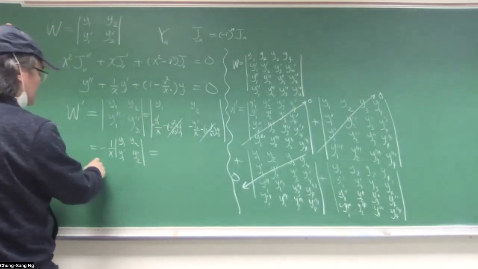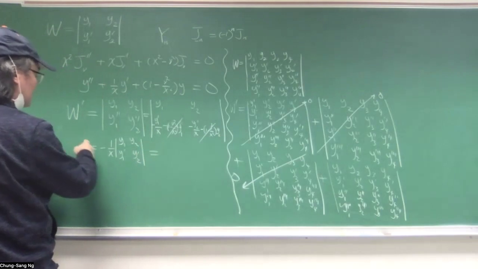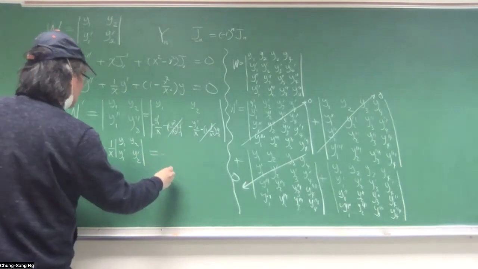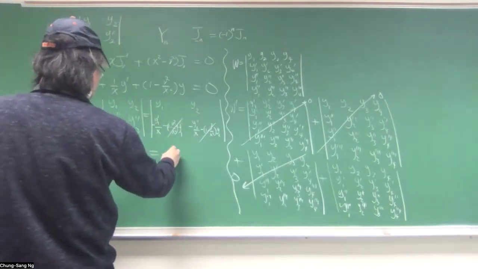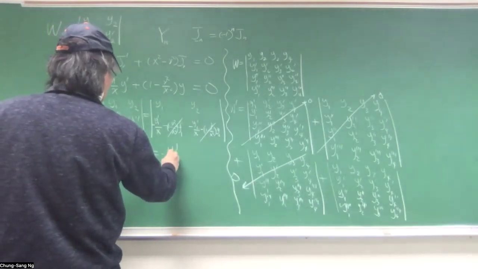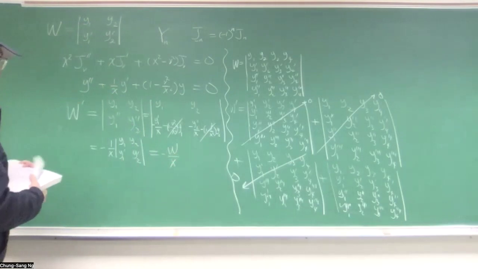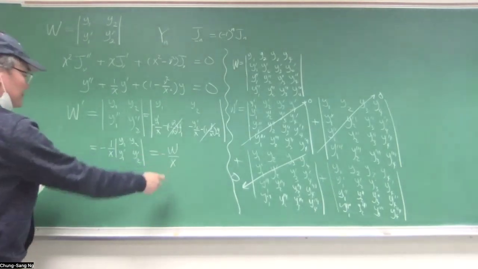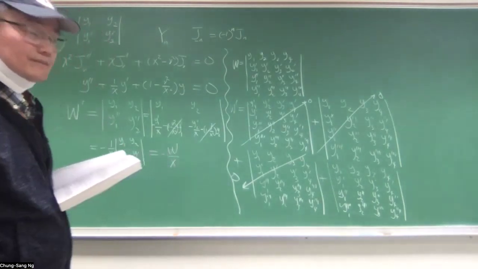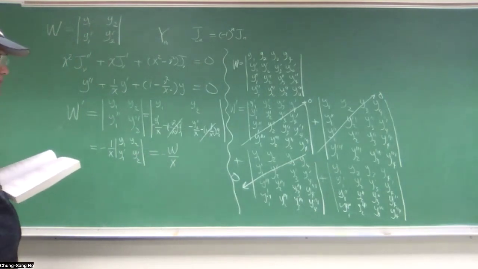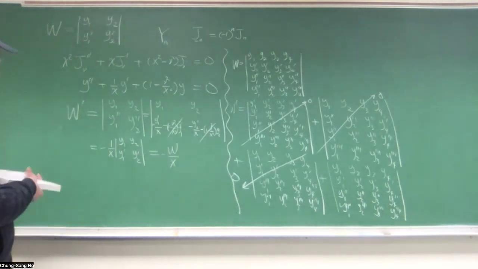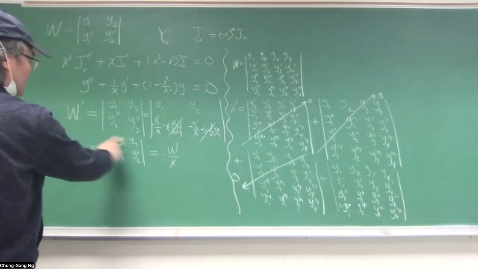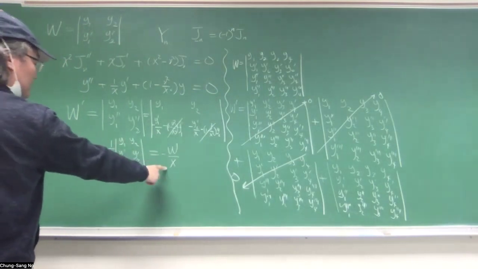And that is exactly minus W over x. Okay, so then we can solve for W. This is just a differential equation for the Wronskian, right?